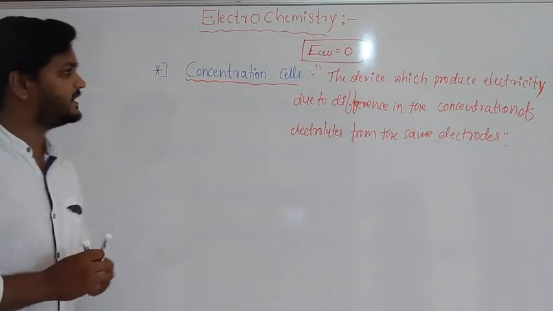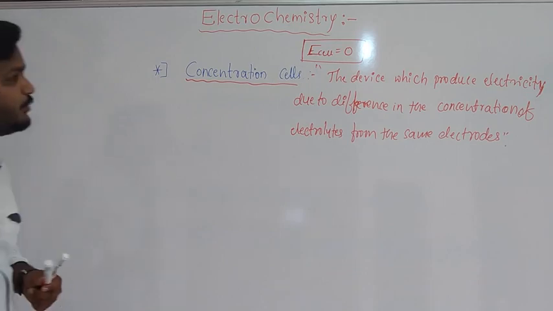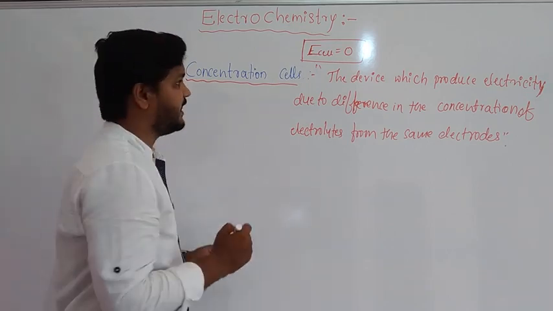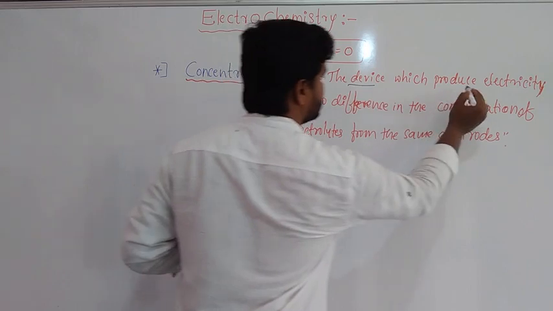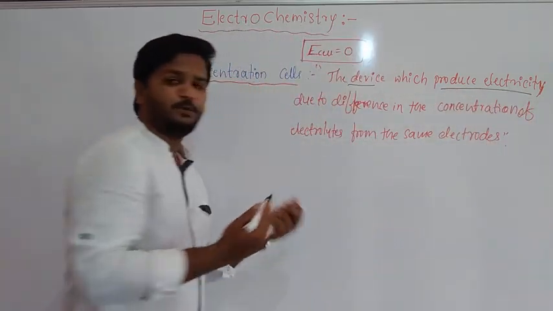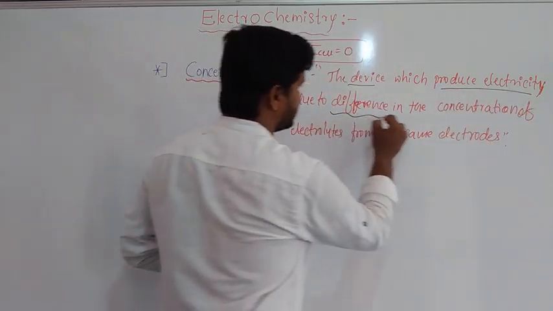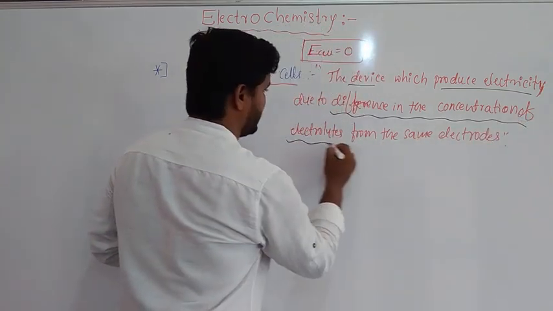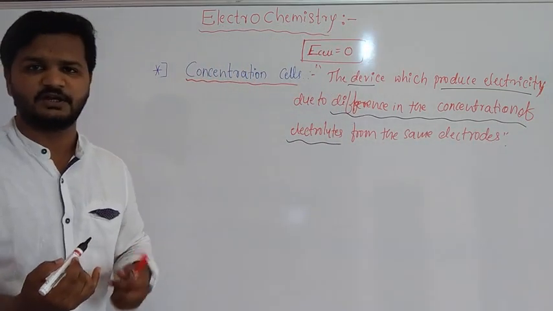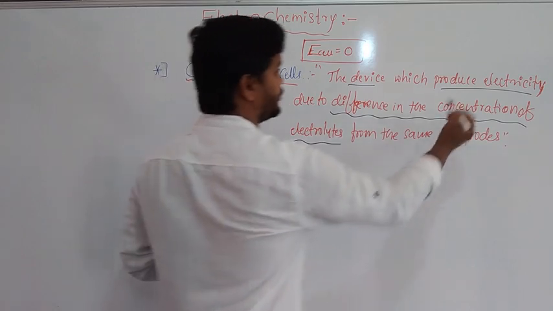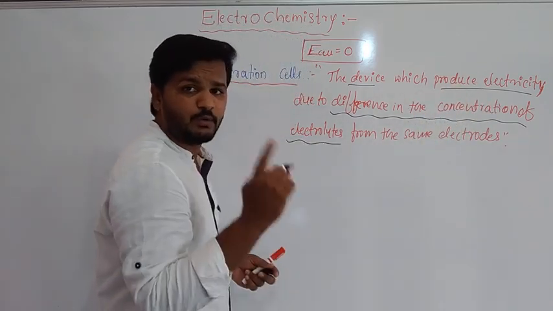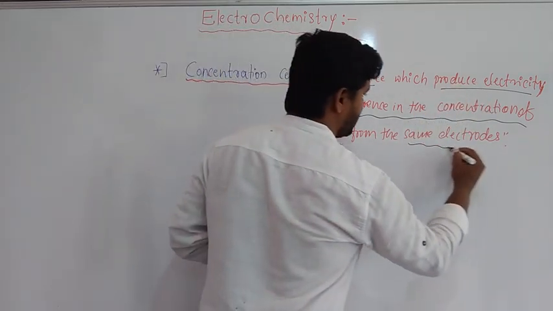Okay students, a concentration cell means a device which produces electricity. How does it produce electricity? Due to difference in the concentration of electrolytes. Due to the difference in the concentration of the electrolyte, we are going to produce electricity. And one more condition, students: from the same electrode.